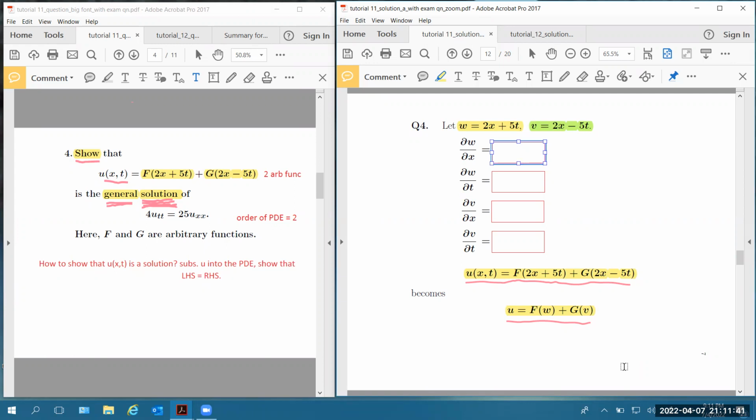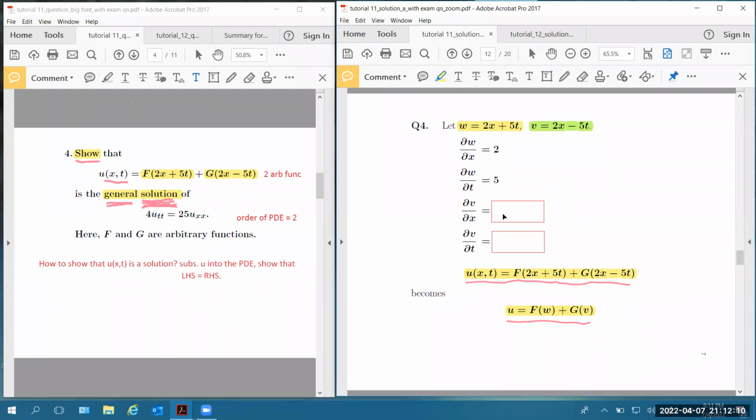Okay, class. Let's see. Del w del x, the partial derivative with respect to x. Your w is 2x plus 5t. If you differentiate with respect to x, what does it give you? 2. Right, so you get the 2. So del w del t there, quick. 5.